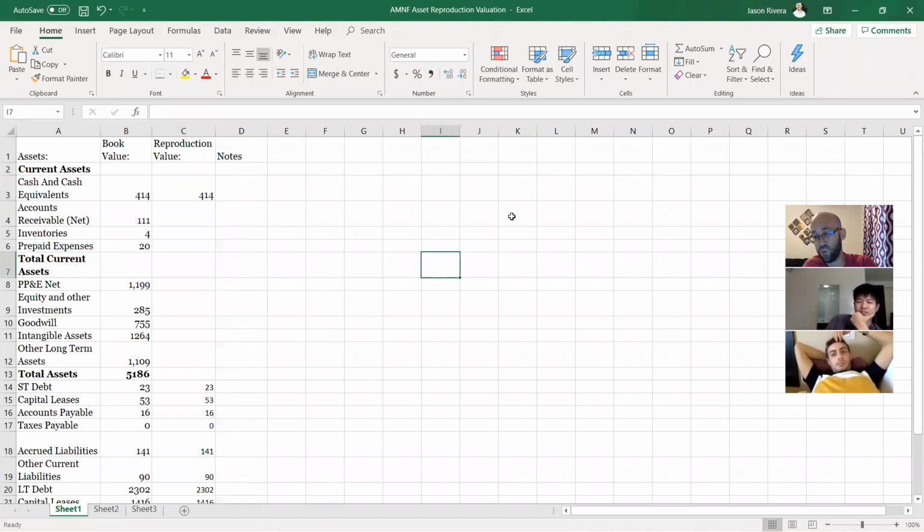Sort of. So this is a reproduction valuation. There's a slight difference between a reproduction valuation and a liquidation valuation. In a reproduction valuation, we're trying to figure out how much in assets and liabilities it would take to reproduce this company's operations, so Wendy's operation. Liquidation valuation is we're trying to figure out how much we can sell assets for if we had to sell a bunch of them.